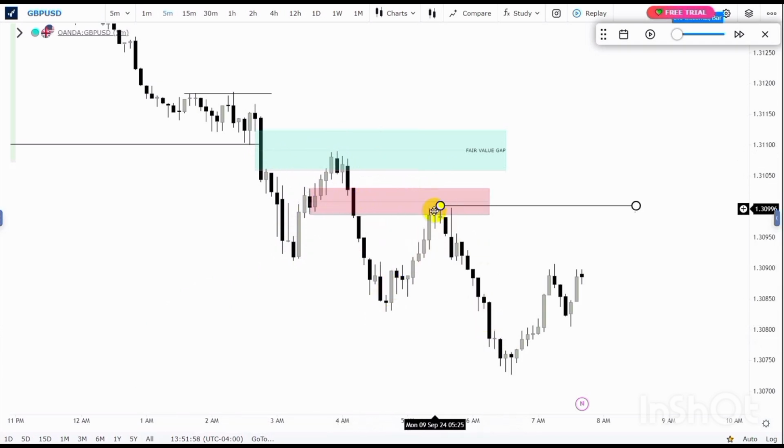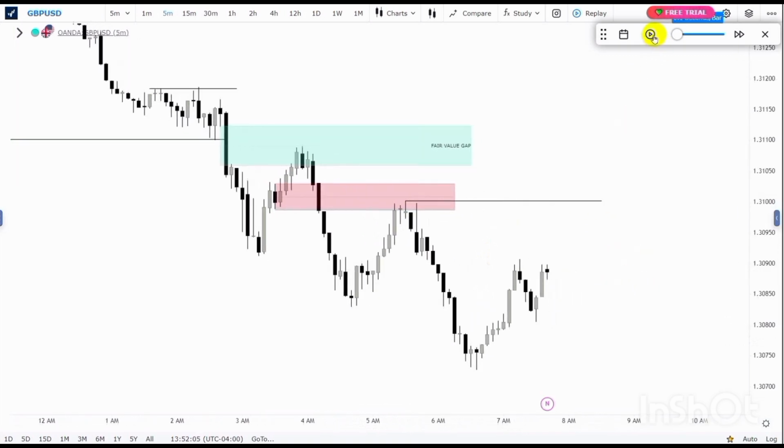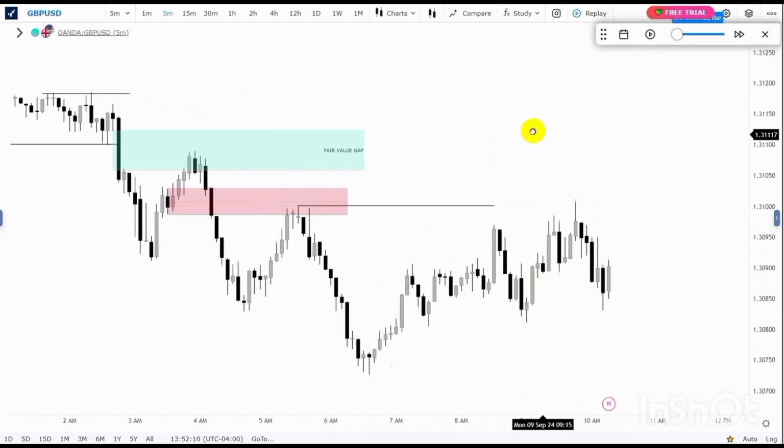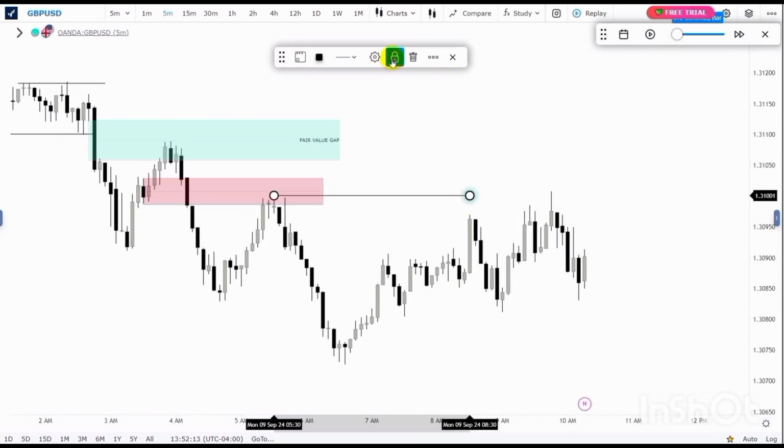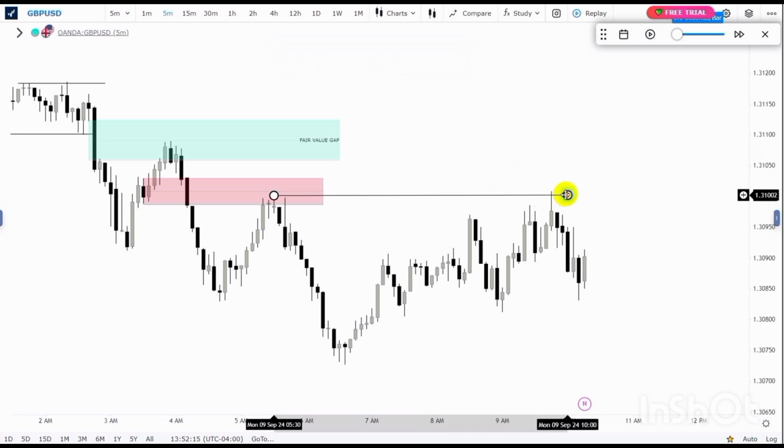So this is now regarded as our draw on liquidity. Price should take out this liquidity, and then we have the fall of price to the downside. So let's play price to see. Okay, let's extend this forward. So now we can see price took out the buy side liquidity.